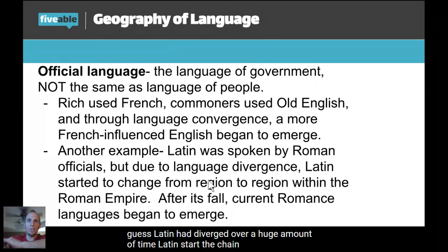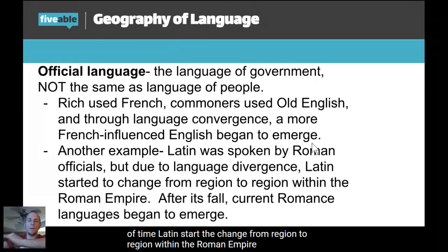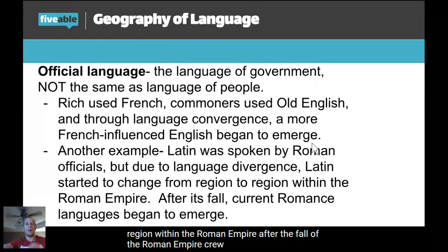Latin started to change from region to region within the Roman Empire. After the fall of the Roman Empire, current Romance languages began to emerge.